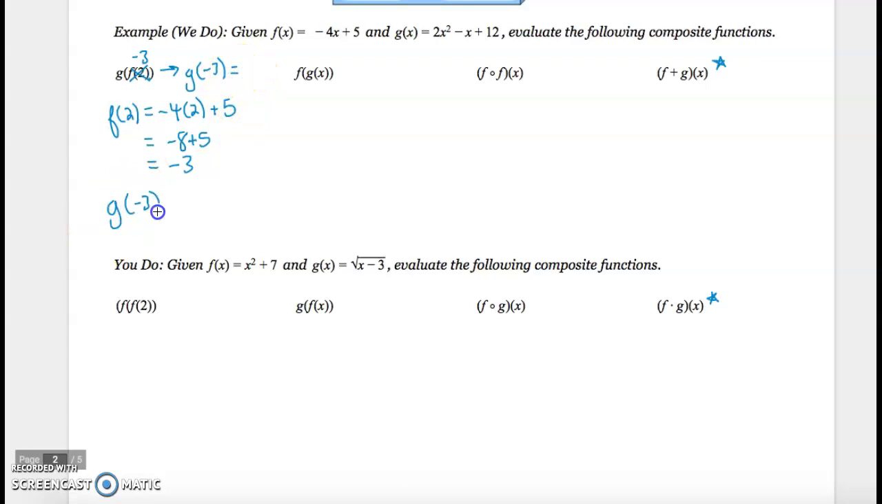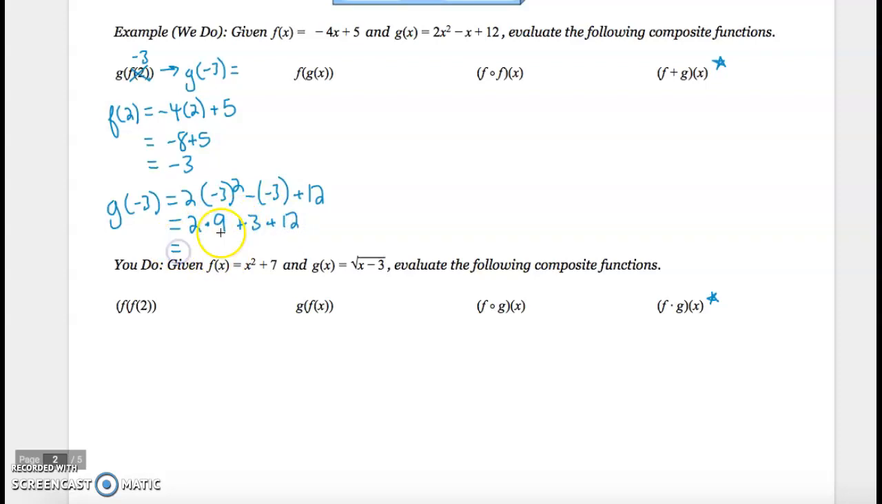g of negative 3 would equal 2 times negative 3 squared. Remember, because I'm using my g function now, minus negative 3 plus 12. Watch those parentheses. All right, negative 3, 2 is still there. Negative 3 squared, a negative times a negative. So this is what that means, right? Negative 3 times negative 3 gives me a positive 9. Minus a negative 3 gives me plus 3 plus 12.